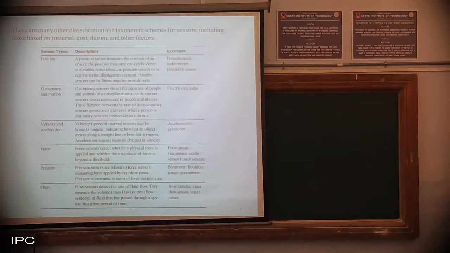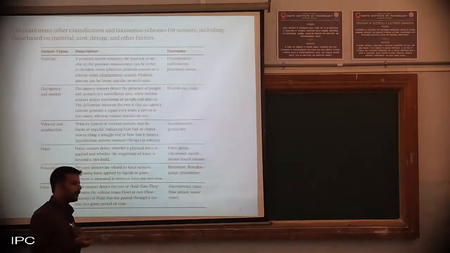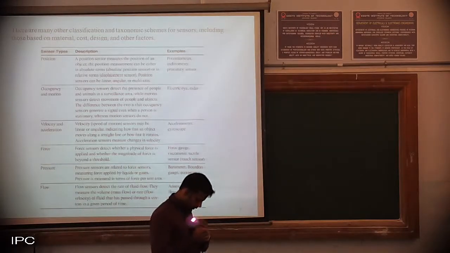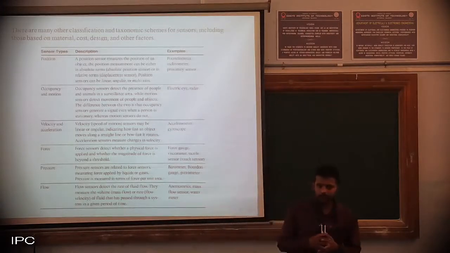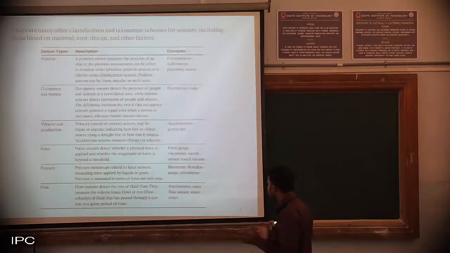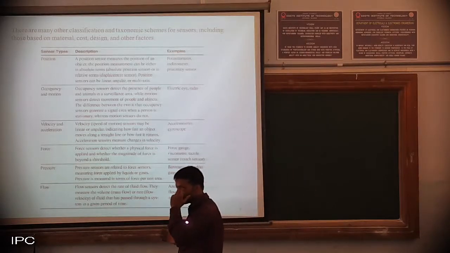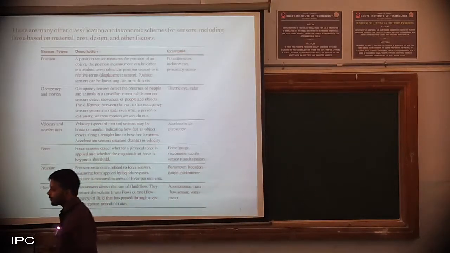And then next are flow sensors. A flow sensor can be an anemometer. The anemometer basically measures the wind; the wind velocity and wind direction can be measured by the anemometer. And the mass flow sensor: mass flow means if any solid material is moving, that can be sensed.